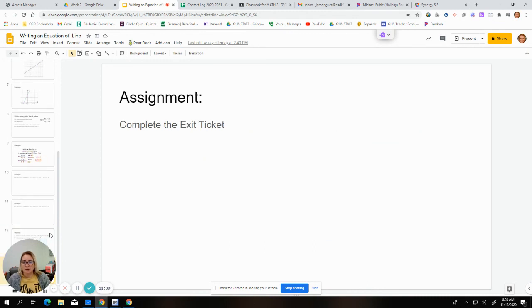All right, so now that you're done with that, your assignment for today is to complete this exit ticket. There are just a few questions on there that are going to give you some good practice. You need to score a 5 out of 7 on it in order to get full credit for this exit ticket. There's a little bit of practice on all the types of equations that we solved today.